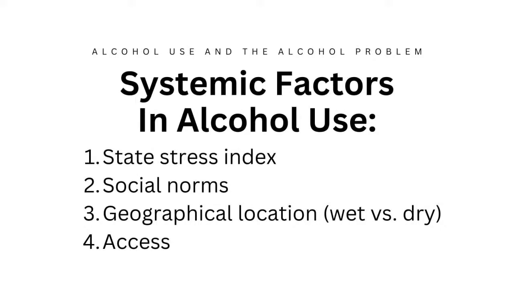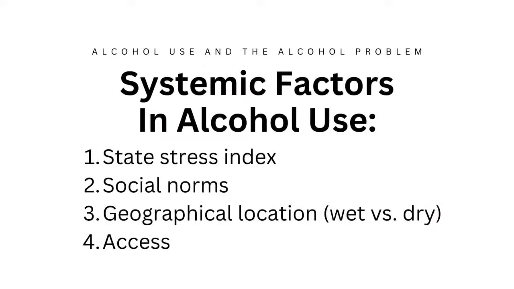When we look at systemic issues, we have to look at social norms. We have to look at geographical locations, whether it's wet or dry. We have to look at access. How many hours a day is alcohol sold? How far, things like that. These are all relative to alcohol related problems that we deal with. Access, and again, how many hours a day that alcohol consumption is allowed in a particular state. Meaning, in other words, how late are the bars and things like that open.